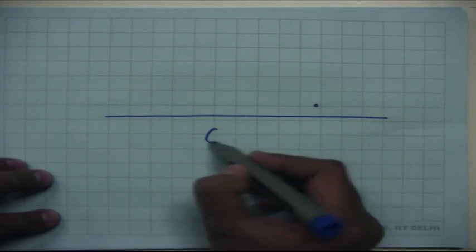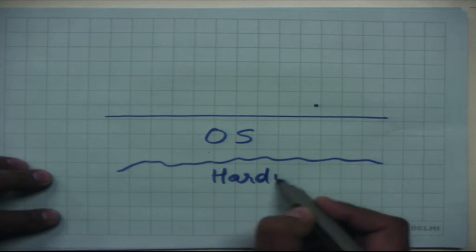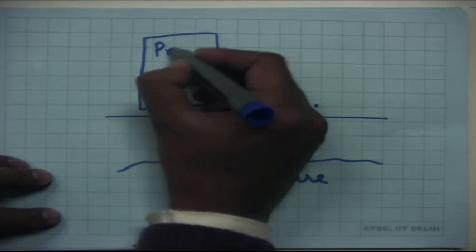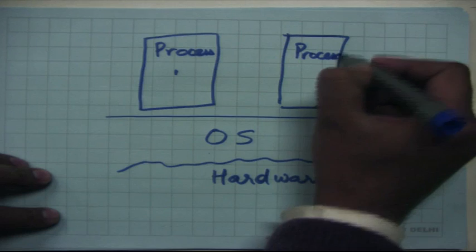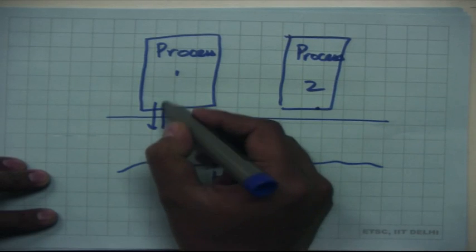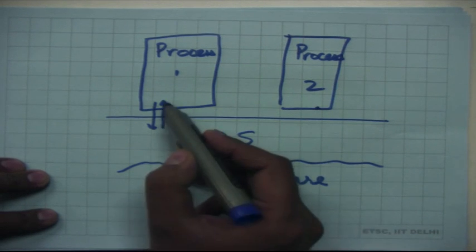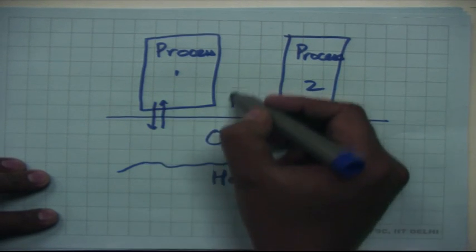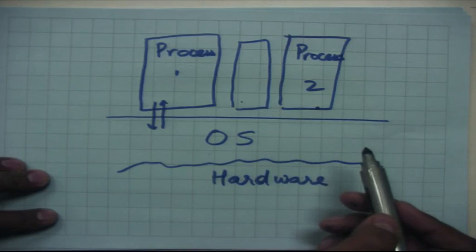Once again, if I were to draw the diagram of the OS, this is the OS, this is, let's say, the hardware, and these are different processes, process 1, process 2, and so on. These processes are making system calls to the OS and getting answers to the system calls. One of the system calls is the fork system call, which actually creates another process here, such that it's identical to the original process that was created.